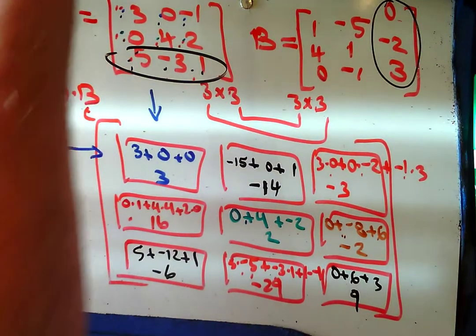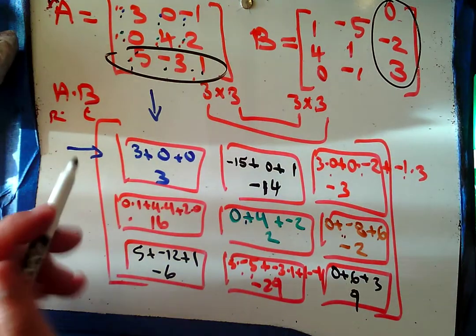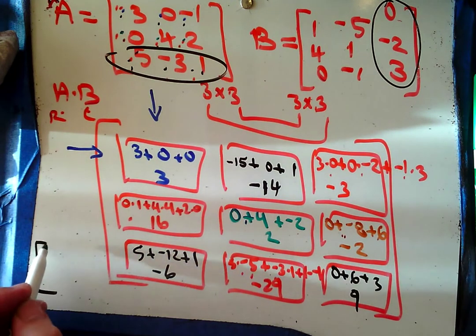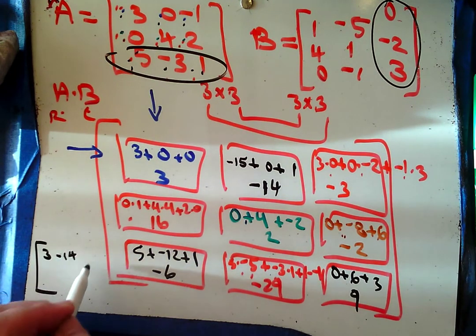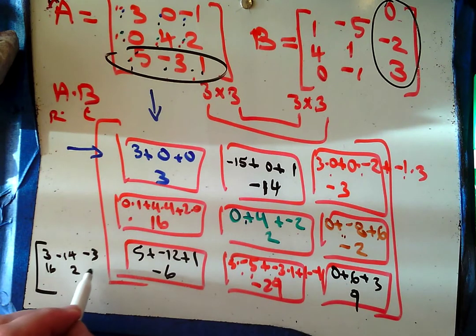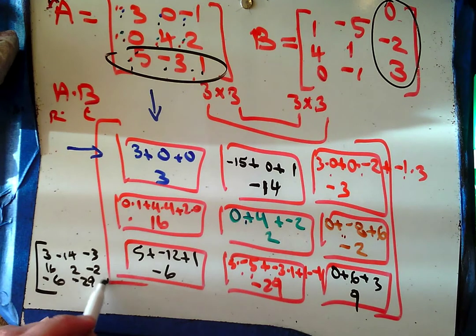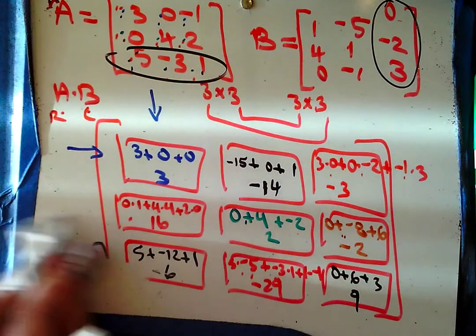And so then my product of A times B will be 3, negative 14, negative 3, 16, 2, negative 2, negative 6, negative 29, 9. And there's our product, A times B.